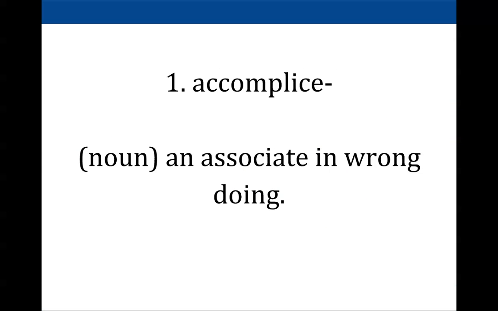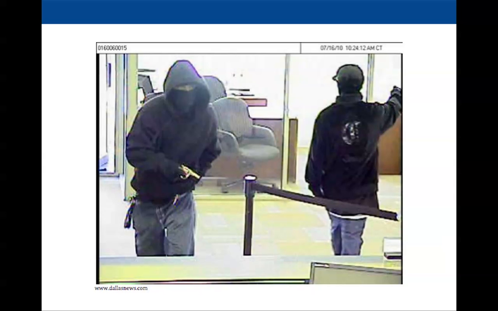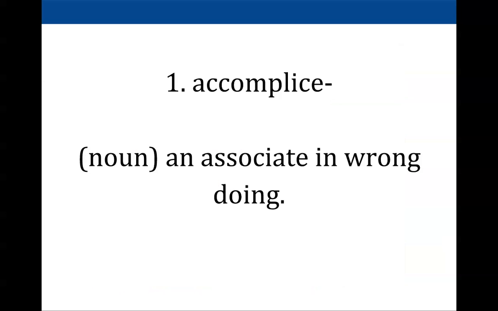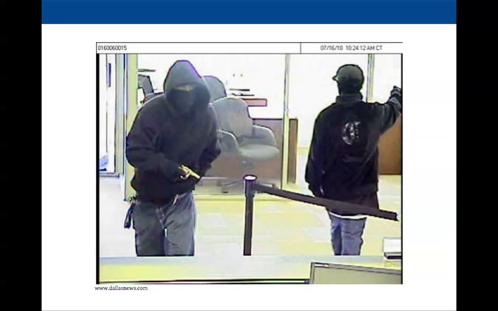So the first word is accomplice, and an accomplice is an associate in wrongdoing. So it is someone who joins someone else to do something bad. Wrongdoing is to do something you're not supposed to do, and to be an associate is to work with or participate with somebody else in the act of doing something bad. An accomplice is a noun because it's a person. So here's a picture of two guys who are clearly robbing probably a bank, and one of them is the accomplice. They're working with the first guy to rob the bank, right? So you have an associate, a person who is joining someone else in wrongdoing, an accomplice.